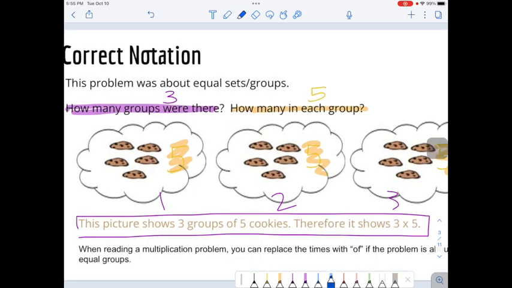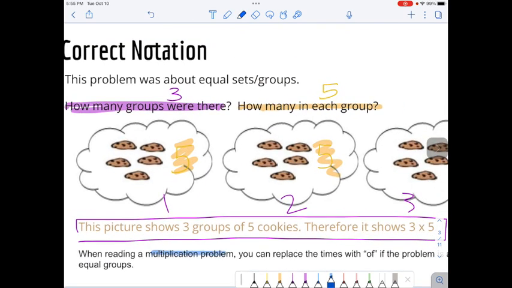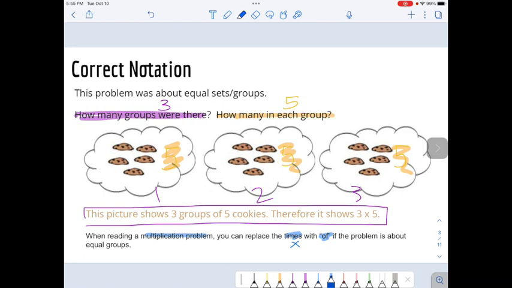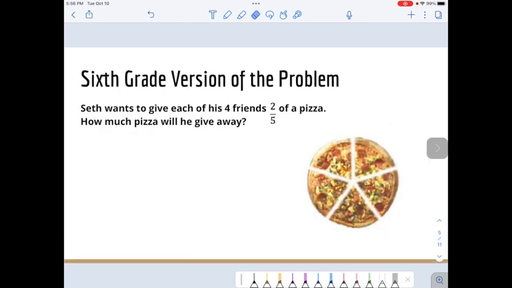And then a quick note, when you're reading a multiplication problem, you can replace the times, the X symbol, with "of" if the problem is about equal groups, right? So 3 groups of 5, instead of 3 times 5. Knowing that, we can get to a 6th grade version of this problem.